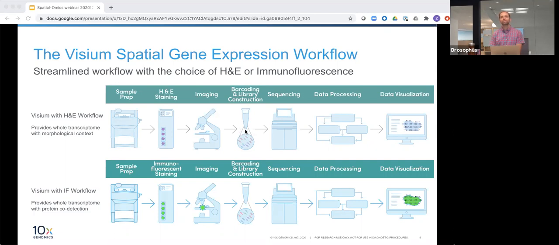Once the cDNA is made, you can take that off-slide into standard PCR tubes and create your library using fairly standard library construction procedure. That goes onto an Illumina sequencer. You can sequence that, get your data out the back end, process that with our Space Ranger or third-party software, and then you can visualize this using Loupe or again third-party software if that's what you want to do.